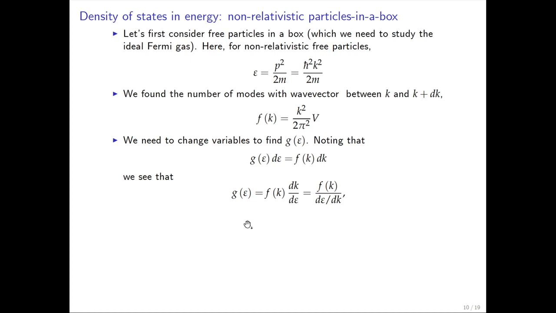And so you'll see then that g of epsilon is basically f of k times dk over d epsilon, or we could write it as f of k divided by d epsilon by dk. And since we have this, we can find d epsilon by dk, right? And so that's all we have to do. It's a change of variables. It's much like we discussed earlier in the course.